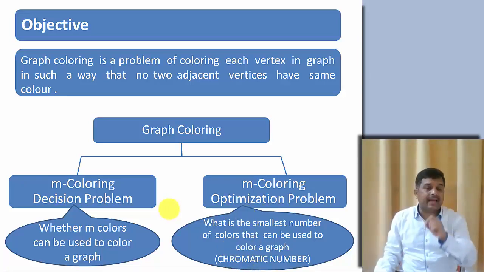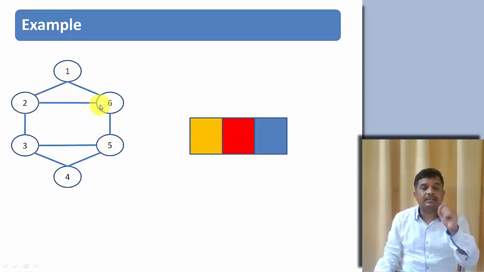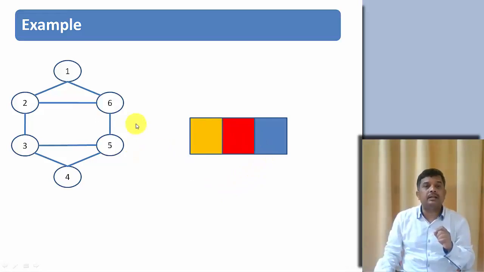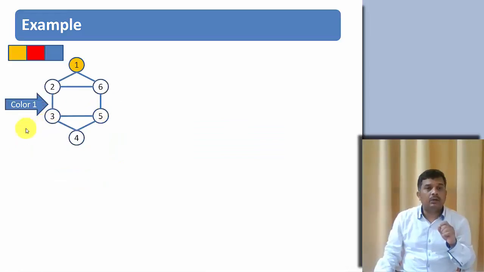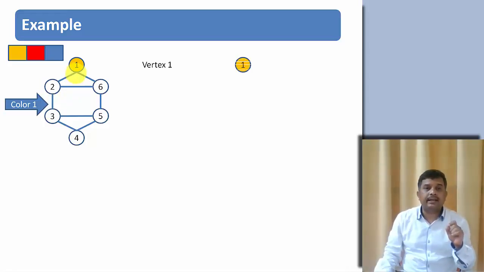Let us start with an example. Let us say this is a graph given to us and we are given three colors: yellow, red and blue. We want to color this graph in such a way that no two adjacent vertices have the same color. Can we color the graph with these three colors or not? So let us color the first one as yellow. To identify it, we will be using a state space tree, and for that, vertex 1 is colored yellow.